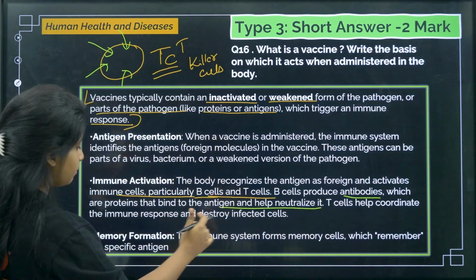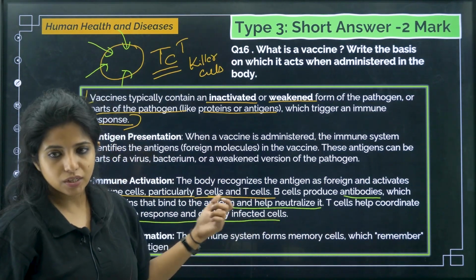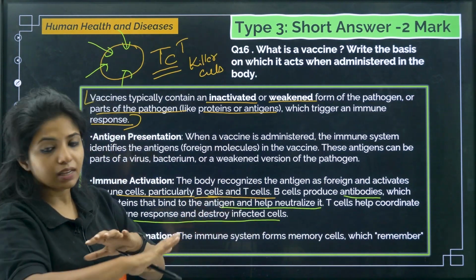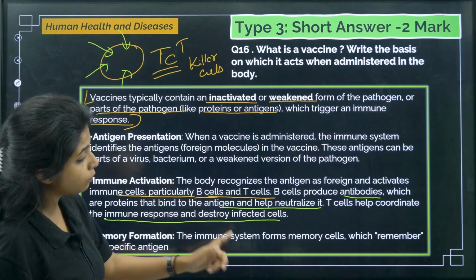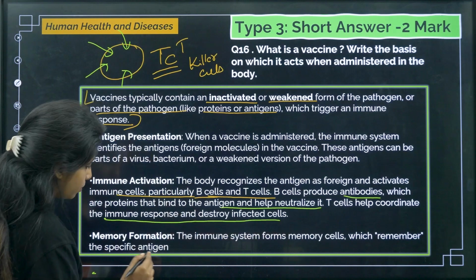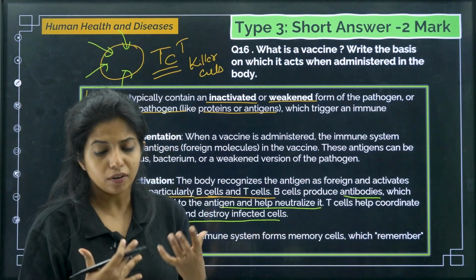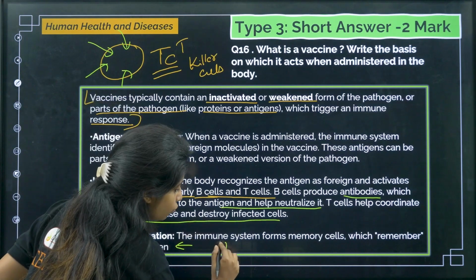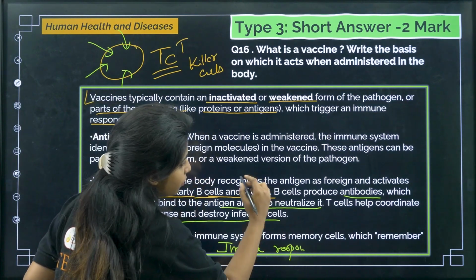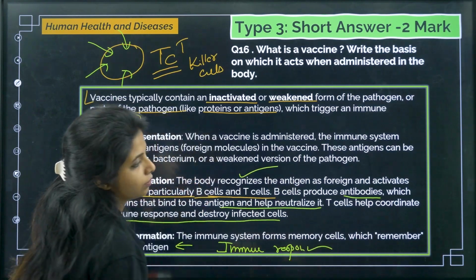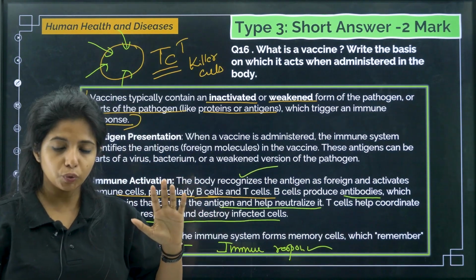Now, T cells help coordinate the immune response and destroy the infected cells. So T helper cells coordinate everything and help in killing the infected cells. Okay, that is the next thing. Now, memory formation. The immune system forms memory cells which remember the specific antigen such that next time anything of this sort comes, it will create an immune response. So over here, you have to write this point and this point, and the answer is complete. Okay, will you be able to do that?